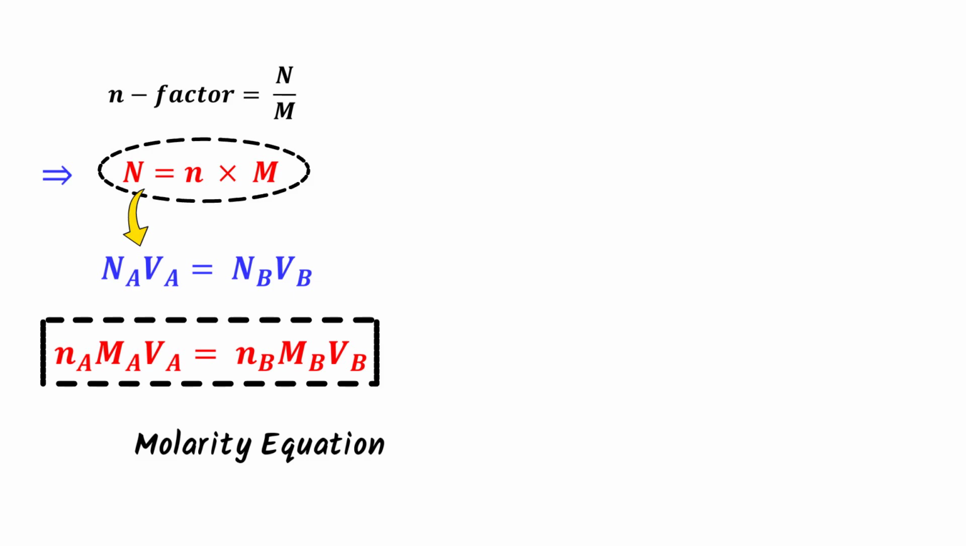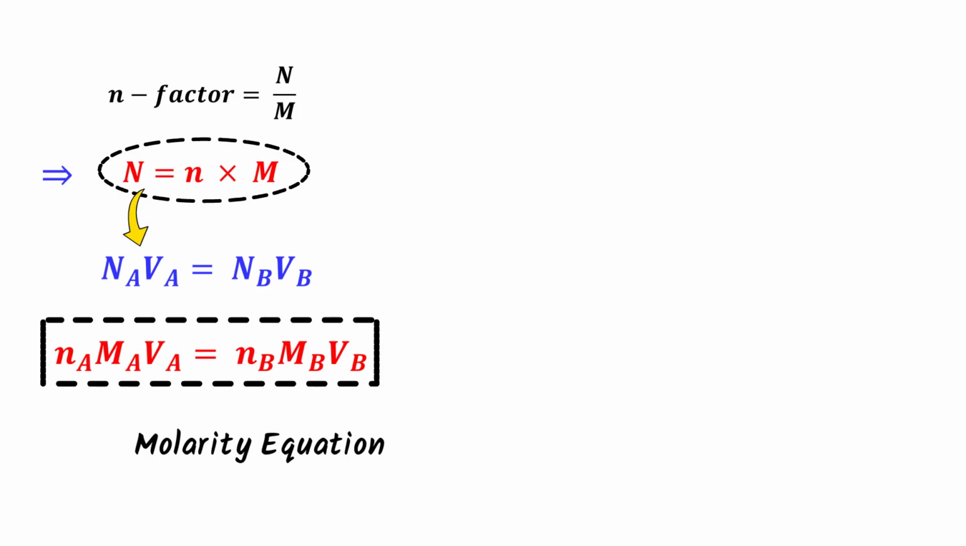Thus, while using the molarity equation, we need to find out the n factor values of the corresponding reactants, but in the case of the normality equation, there is no need to find the n factor values or make the equation balanced. This implies the normality equation is much easier to use as compared to the molarity equation.